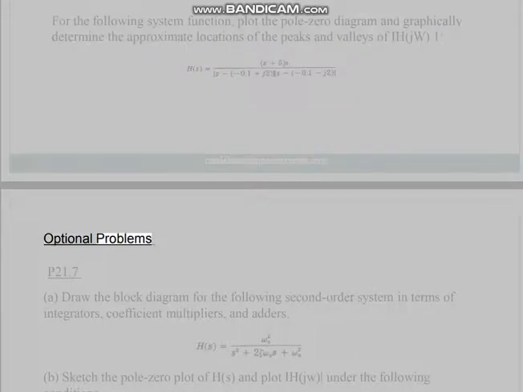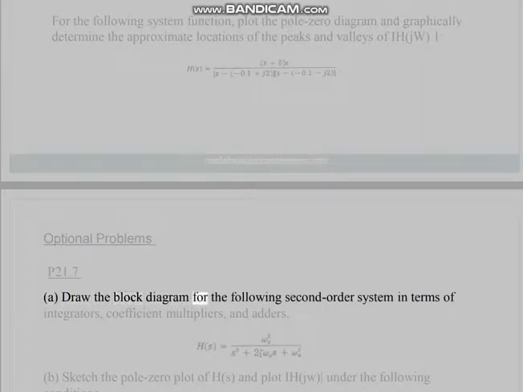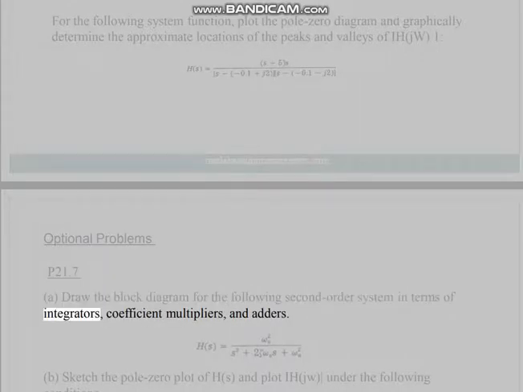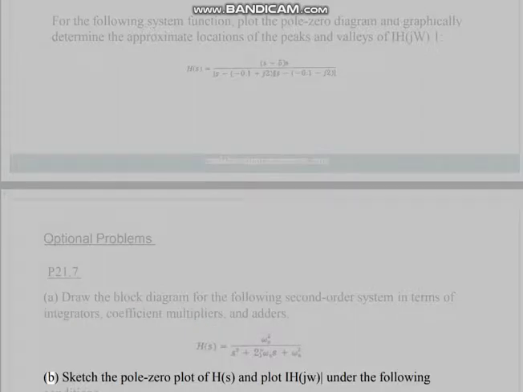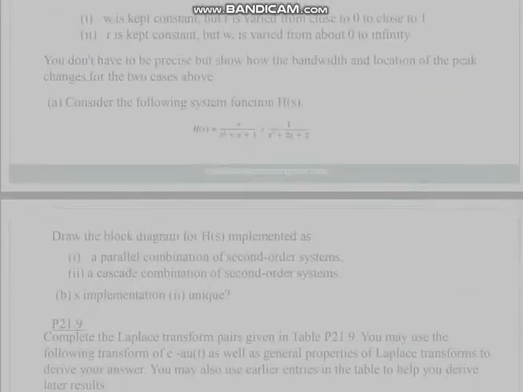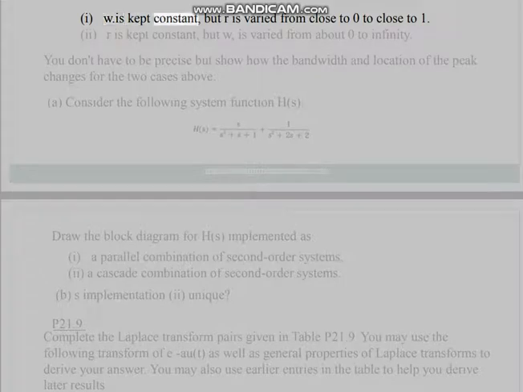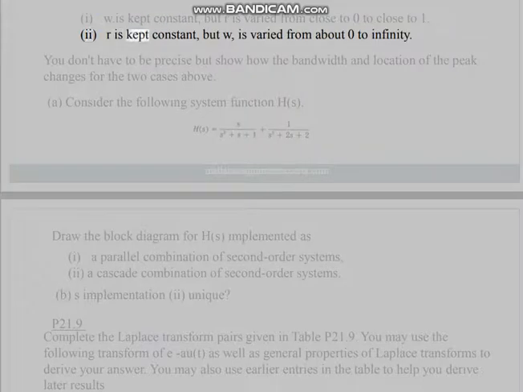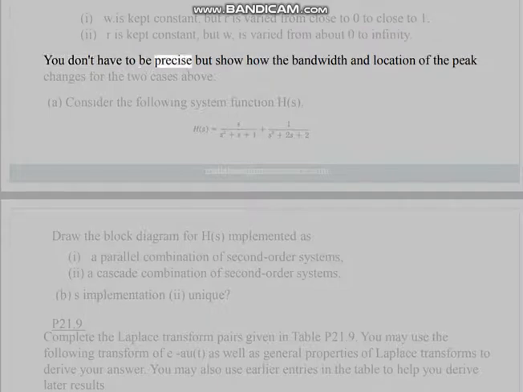Optional problems. P21.7. A. Draw the block diagram for the following second-order system in terms of integrators, coefficient multipliers, and adders. B. Sketch the pole-zero plot of H(s) and plot |H(jω)| under the following conditions. 1. ω is kept constant, but r is varied from close to 0 to close to 1. 2. r is kept constant, but ω is varied from about 0 to infinity. You don't have to be precise, but show how the bandwidth and location of the peak change for the two cases above.